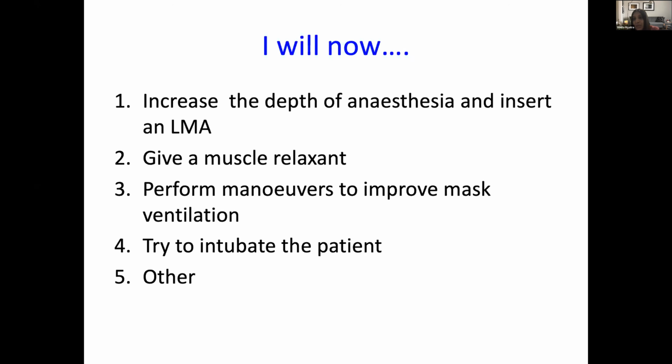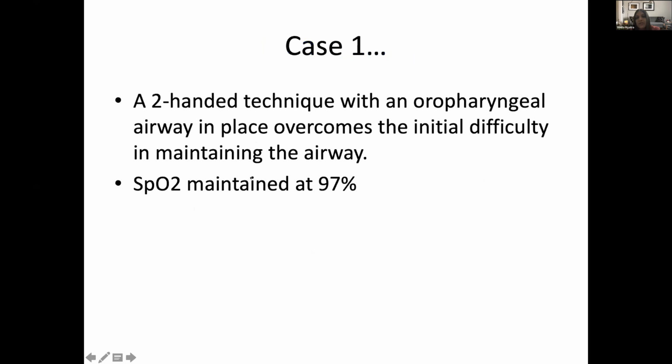Maybe a two-handed technique, put in an airway, and definitely also you must increase the depth of anesthesia, because sometimes they're in lighter planes and you're not able to effectively ventilate. So give a muscle relaxant. I would really say a combination of these three. Trying to intubate would, I think, be a little premature, but definitely perform maneuvers to improve your mask ventilation.